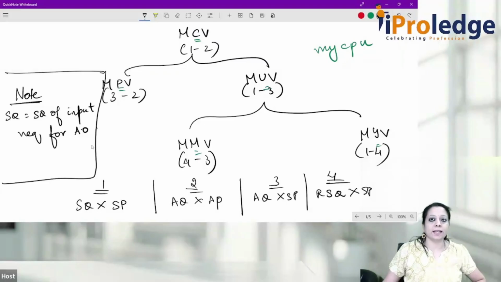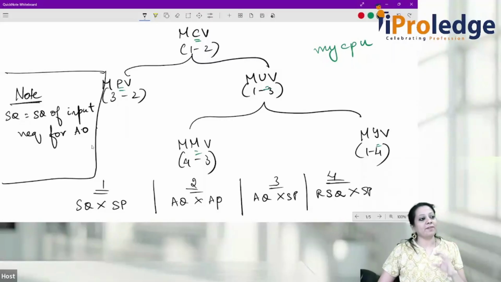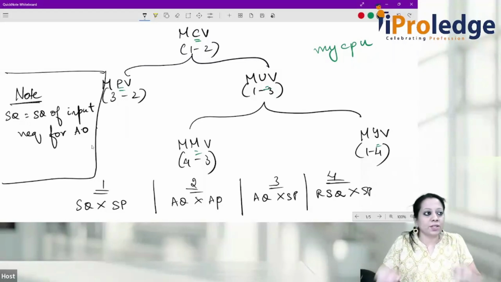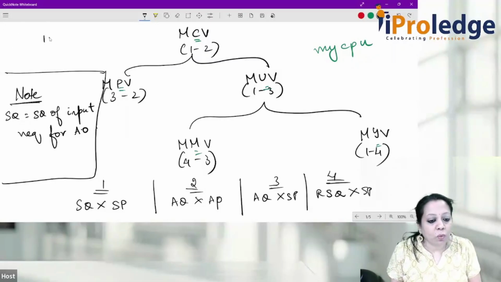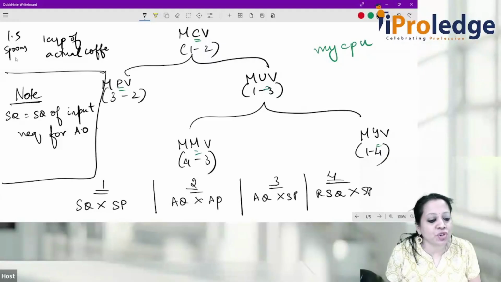Let us understand. Some students are thinking budget and standard are the same. No, they are not the same. Suppose I'm opening a cafe and I'm having a coffee shop. Assume that for 1 cup of coffee, which is the output, and the input is sugar. I'm instructing my chef that for 1 cup of coffee, I should use 1.5 spoons of sugar. This 1.5 is the SQ.